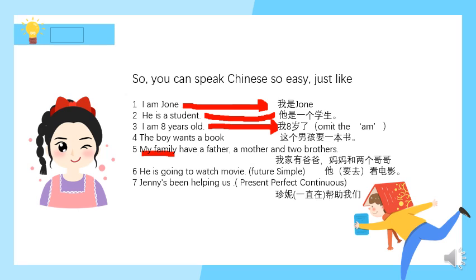My family here is the subject, 我家. Have is a verb predicate, 有. A father, a mother, and two brothers is the object, 爸爸、妈妈和两个哥哥. So, my family has a father, a mother, and two brothers. In Chinese, it is 我家有爸爸、妈妈和哥哥.